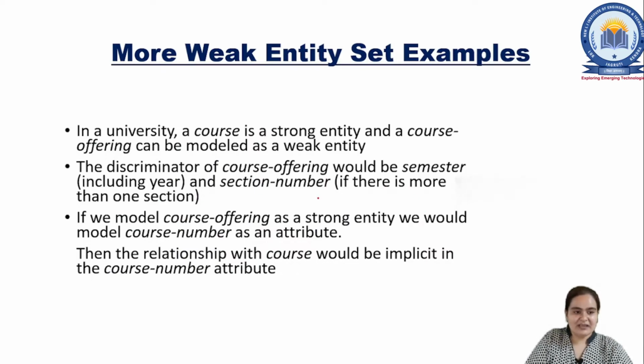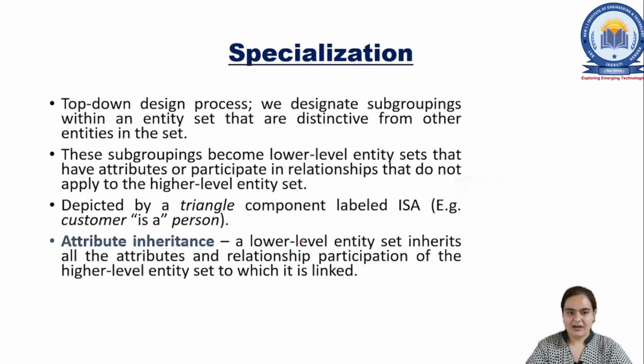Now suppose in a university we have an example where a course is a strong entity set and a course offering can be modeled as a weak entity set. So the discriminator of the course offering would be the semester including the year, and the section number if there is more than one section. If we model the course offering as a strong entity set, we could use the course number as an attribute. So we need to always implicitly store this course number attribute.